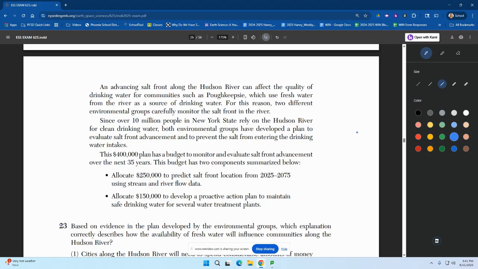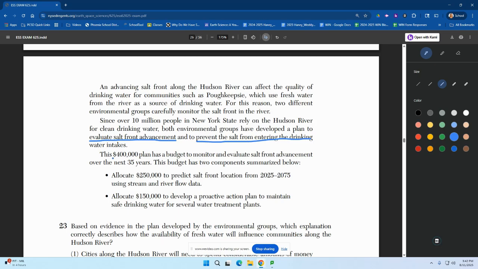Our second paragraph talks about the idea that we have some groups who are developing a plan. And the plan has two pieces. It says the plan is to evaluate salt front advancement and then to prevent the salt front from entering the drinking water. So we're kind of talking about observational data. What's happening right now is our evaluate. And then our prevent would be like kind of making predictions or kind of helping to prevent changes in the future.